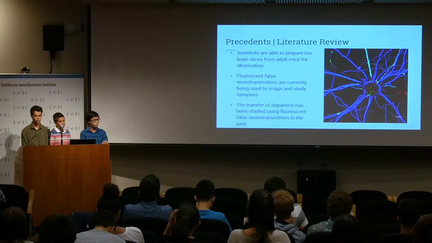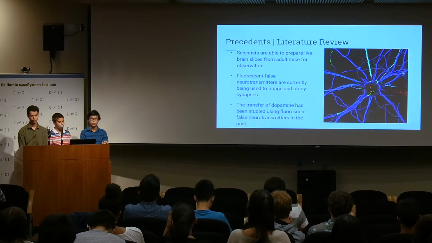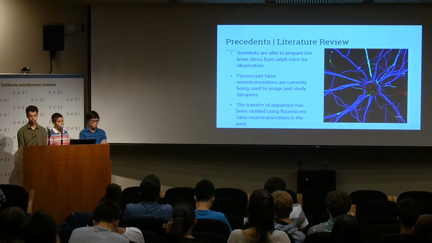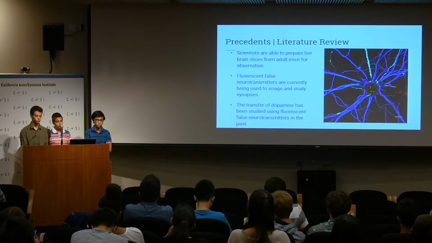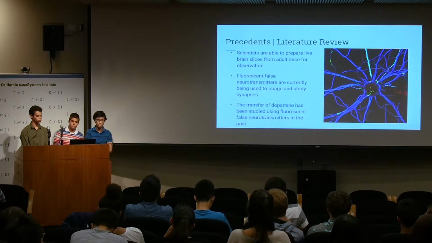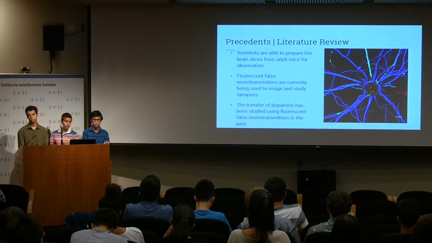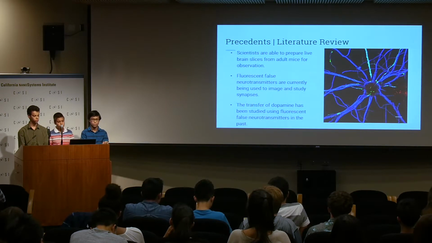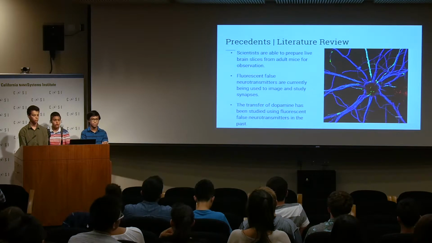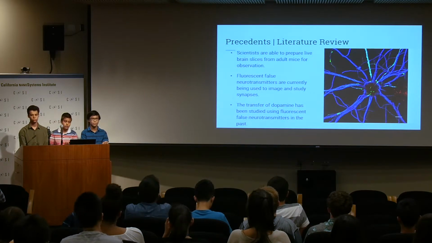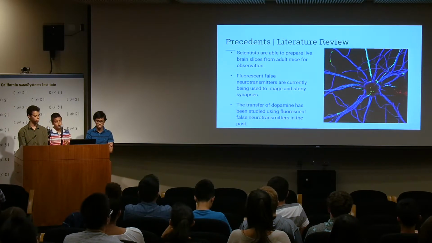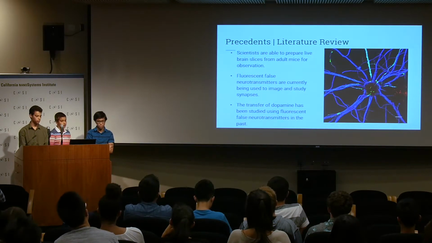To complement our work, we looked at some studies and we selected the most important information. Scientists are able to prepare live brain slices from adult mice for observation in a microscope. The fluorescent false neurotransmitters, the FFN, are currently being used to image and study synapses, and the transfer of dopamine has been studied using FFN in the past.